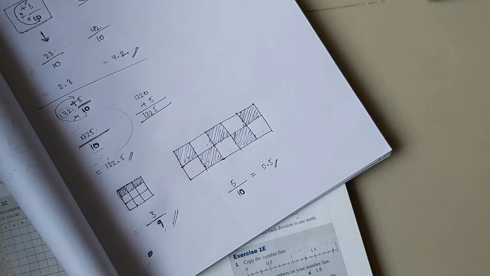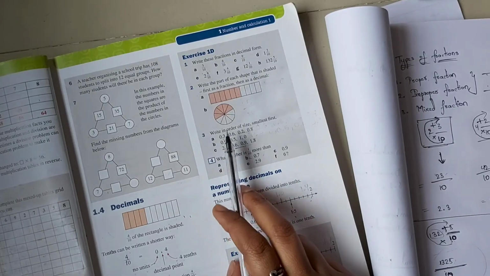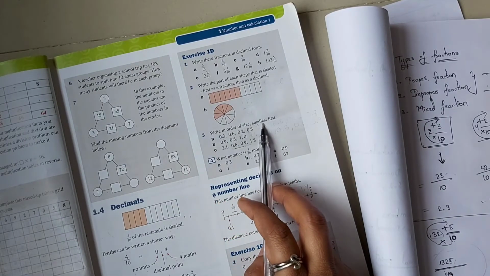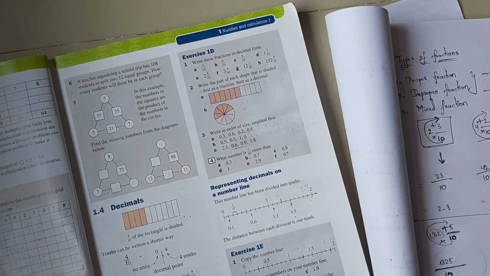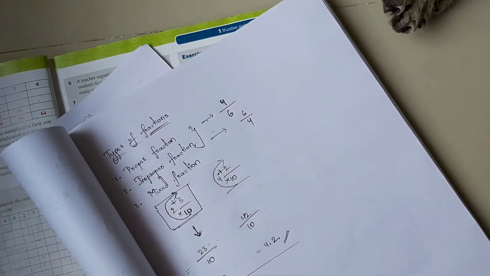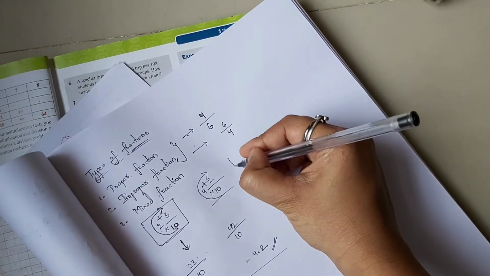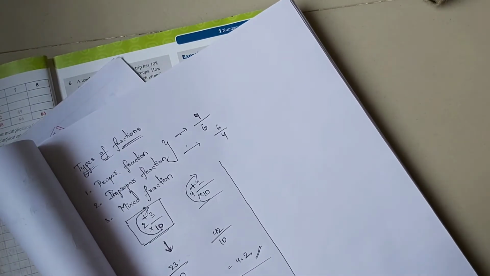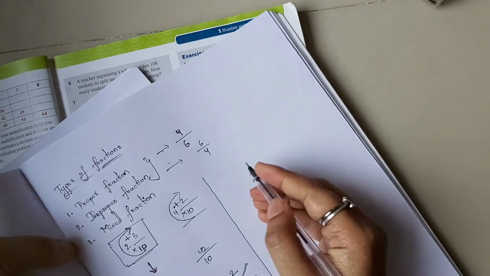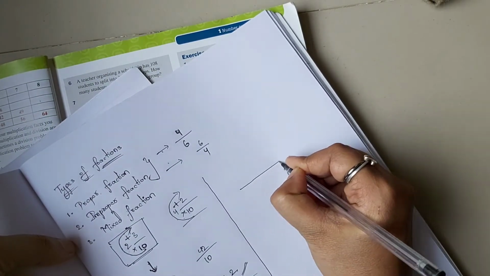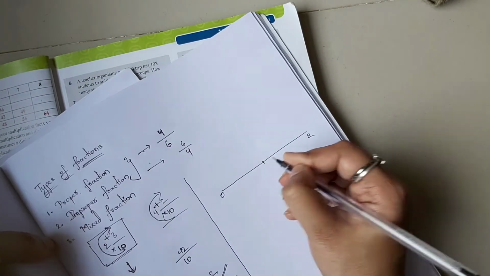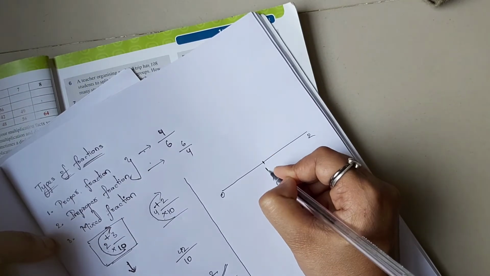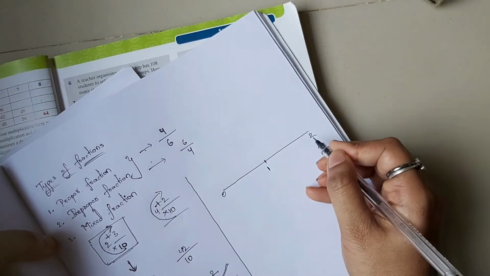Understood? I hope so. Okay, now what is the next bit? Write in order of size, smallest first. Okay, let us do number line in decimals. We know number line for normal numbers, but we never did number line for decimals. I am taking a length of 0 till 2. My midpoint would be 1. Yeah, that's right. 0, 1, 2.